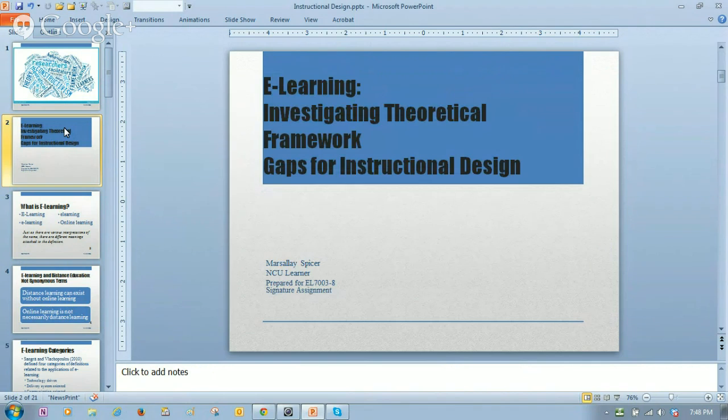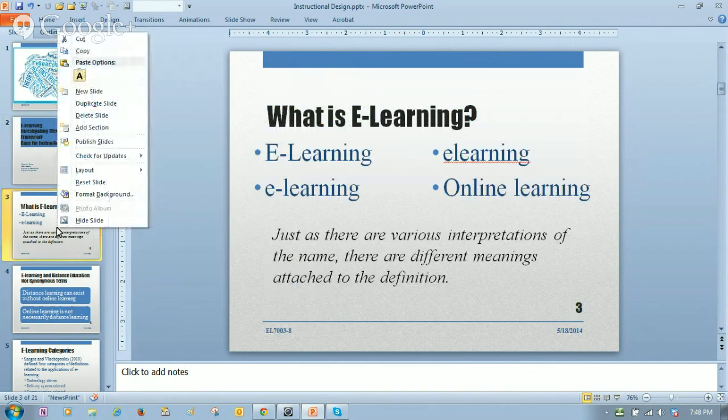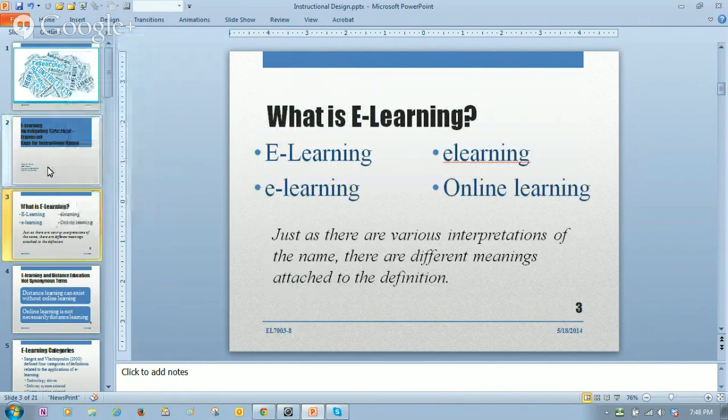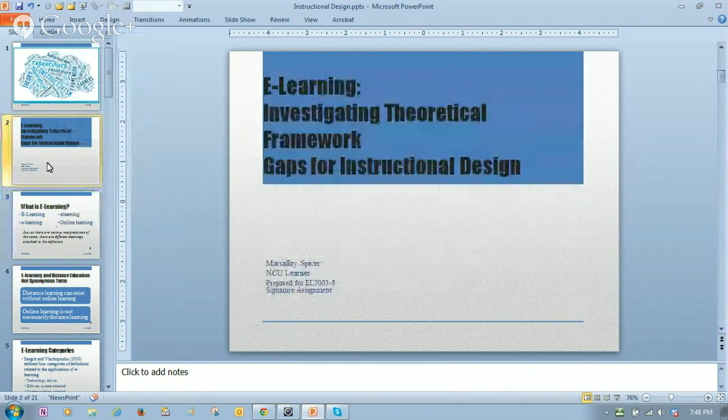So, the theme, if you will, of this presentation is e-learning, investigating theoretical framework gaps for instructional, and I should have said course design. Is that appropriate for doctoral level scholarship? Yes, very appropriate. Okay, good, thank you.